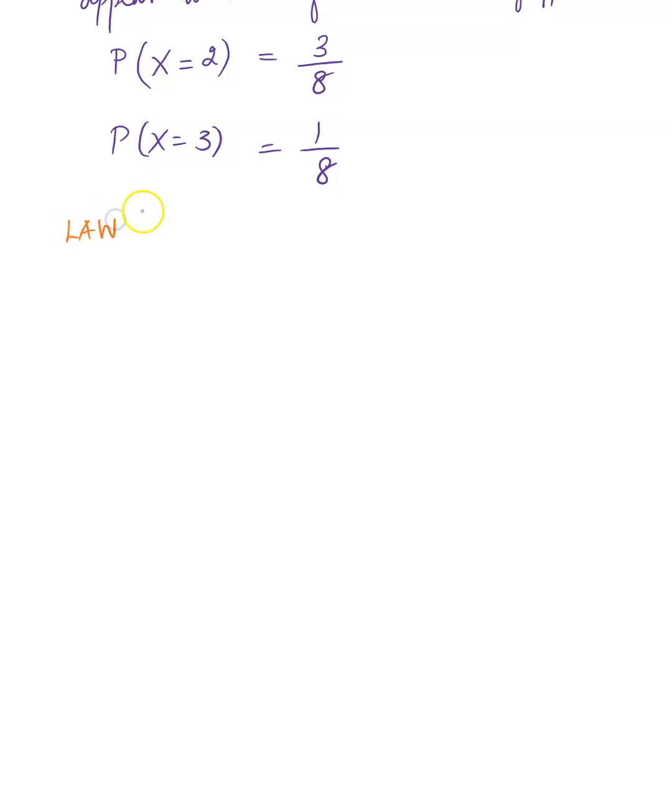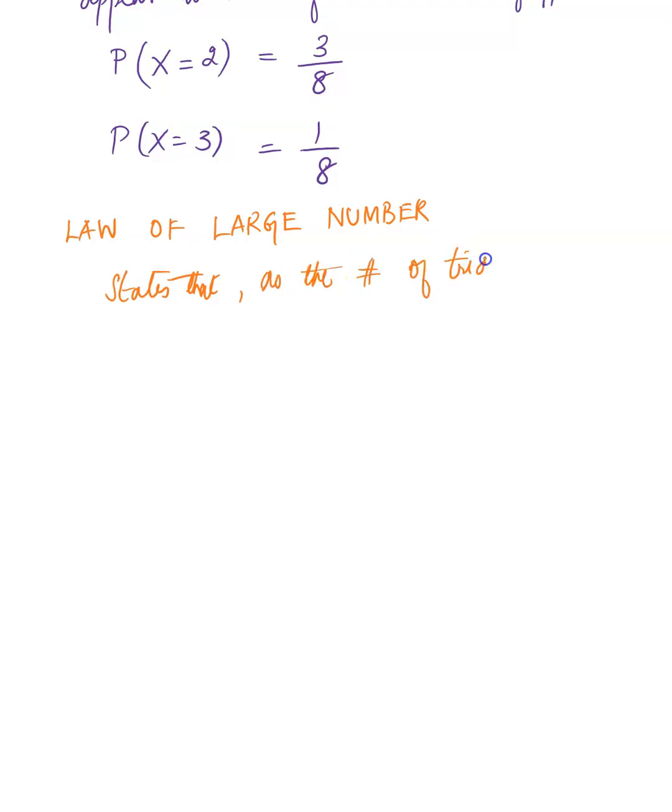Next, we talk about the law of large numbers. I mentioned this previously in one of the lectures, and I want to define it here. The law of large numbers states that as the number of trials increases, the theoretical probability and the relative frequency get closer and closer together.